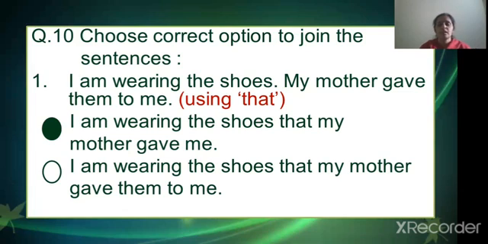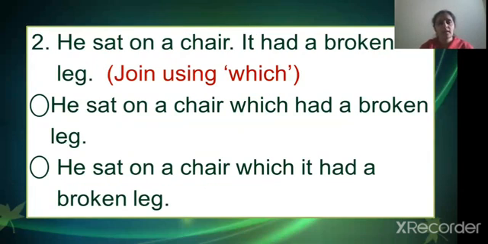Clear? Let's move to the next one. He sat on a chair. It had a broken leg. Now we have to join these two sentences using which. He sat on a chair. It had a broken leg. You have to join these two sentences using which.